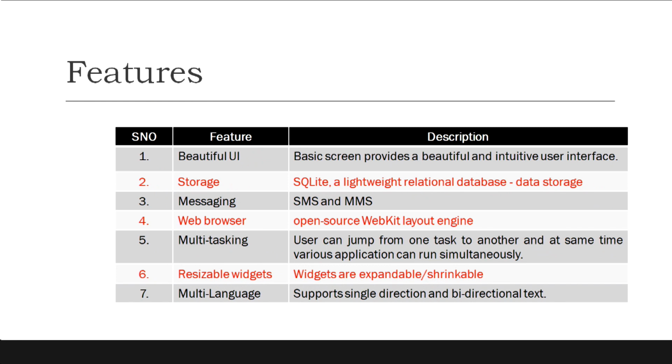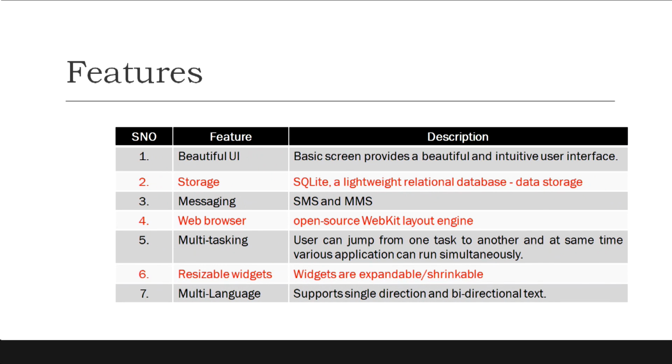The fourth feature is the web browser. It provides a WebKit browser so that the application can be executed in the browser window. The fifth feature is multitasking. Different types of programs can be executed parallelly and concurrently, and they can make use of the CPU time correctly. The sixth feature is resizable widgets. You can resize the widgets, which are called controls in your application program, that is, the user interface.